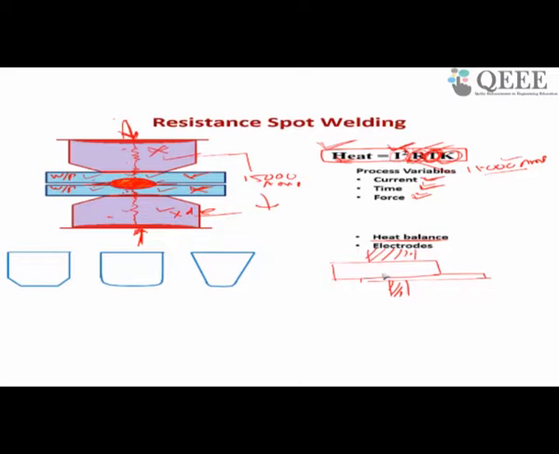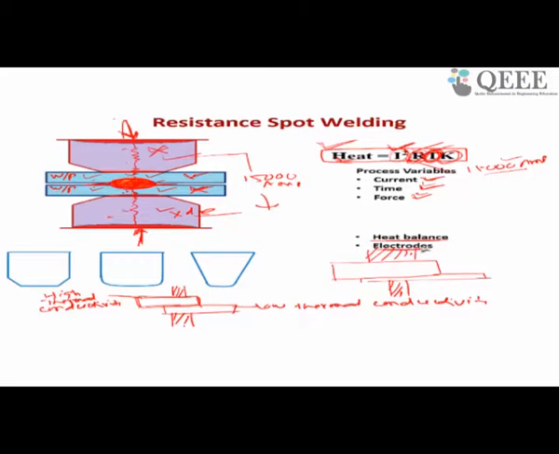For example, suppose you have two materials of different thermal conductivity. One is of high thermal conductivity. How will you provide the electrode? Since it is of high thermal conductivity, a smaller electrode area is enough, and it will transmit the heat in a faster way. So for the material with high thermal conductivity, you use a smaller electrode area to balance the heat, and for the material with low thermal conductivity, you use an electrode with a bigger area. Like that you have to balance the heat while doing resistance spot welding.